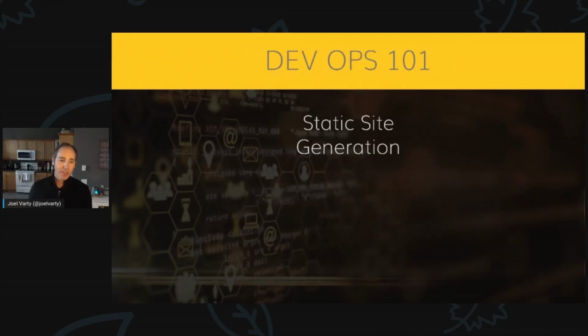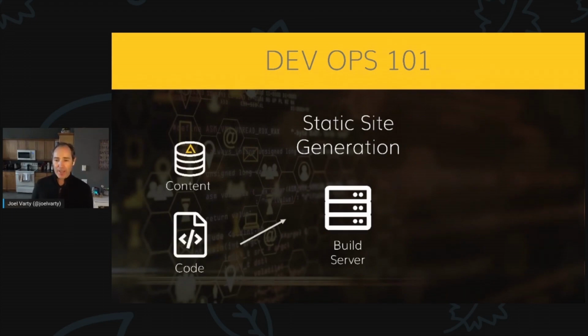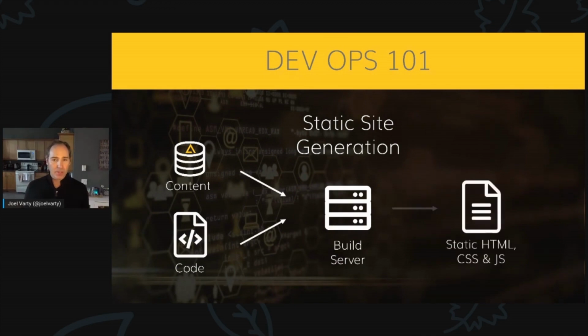So let's take a look, before we get started into some code, at DevOps 101. For Jamstack, we're going to have a build server. We don't have a web server. We have a build server. We're going to take code. We're going to take content. We're going to combine that in a build server and output static HTML, CSS, and JavaScript.